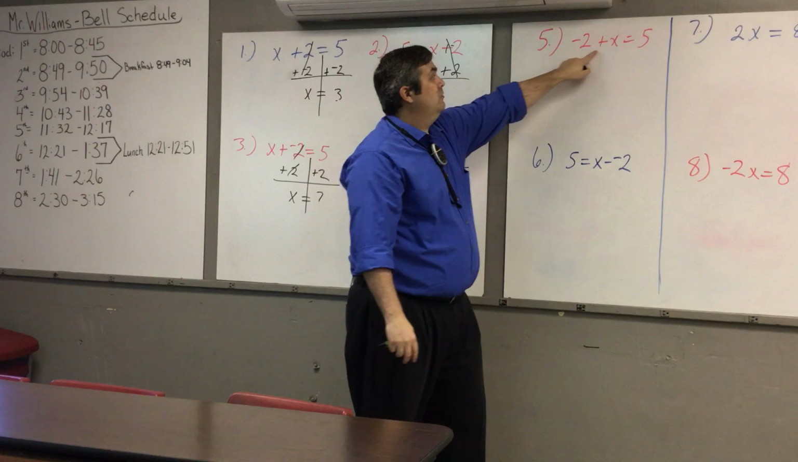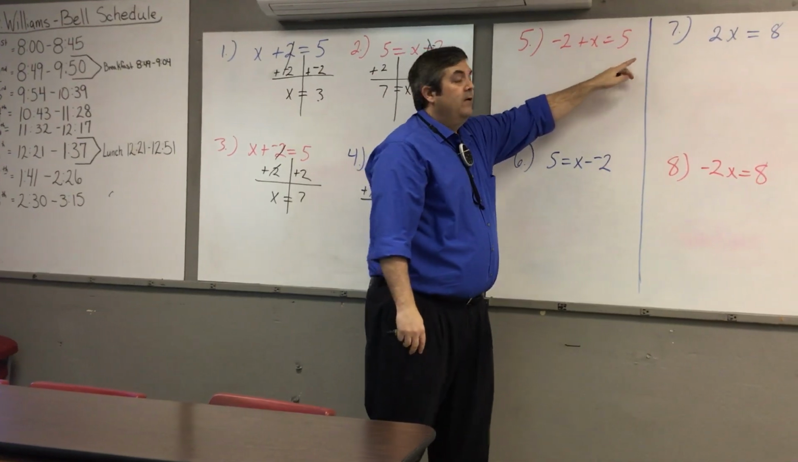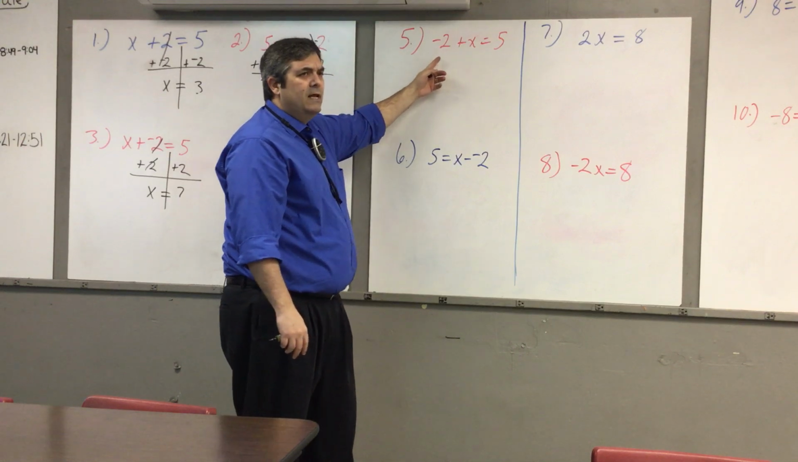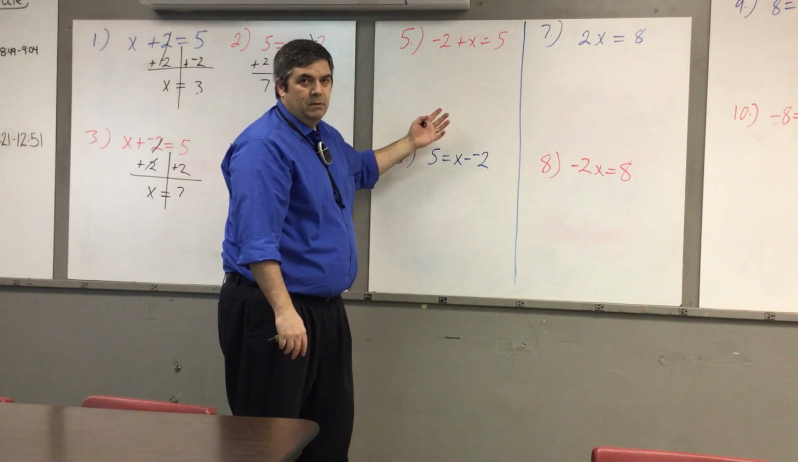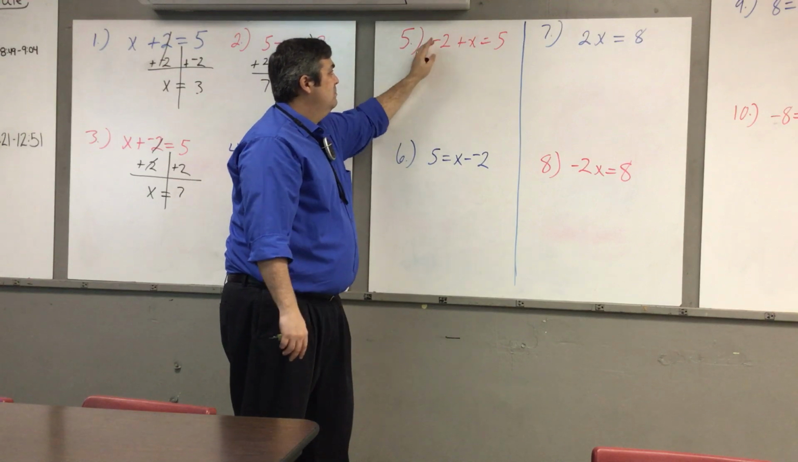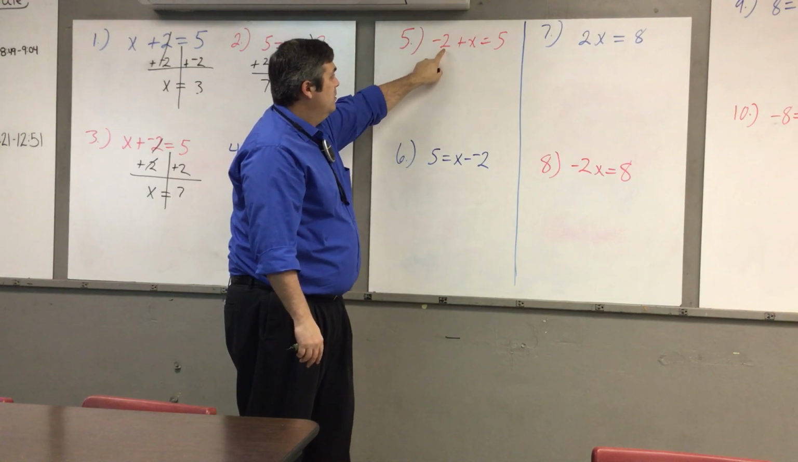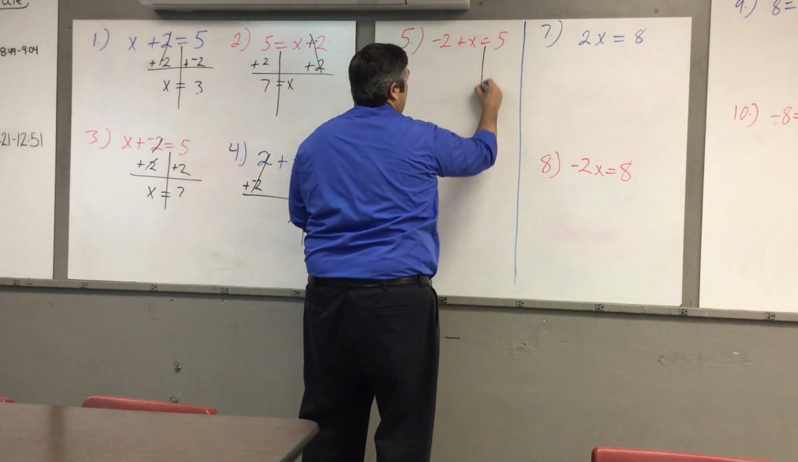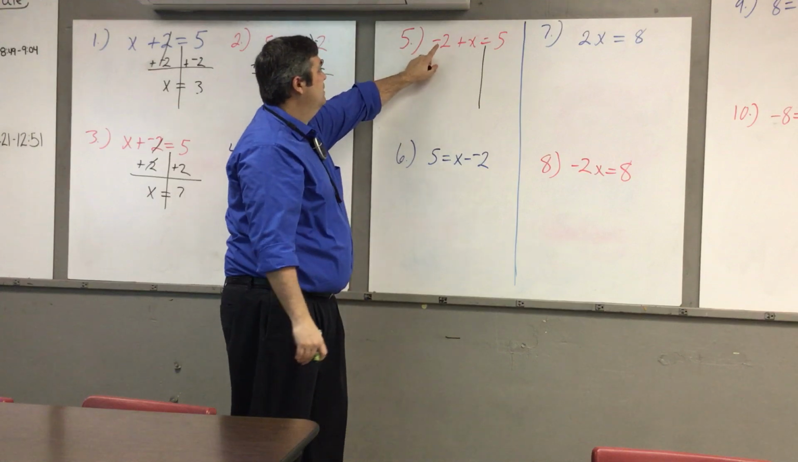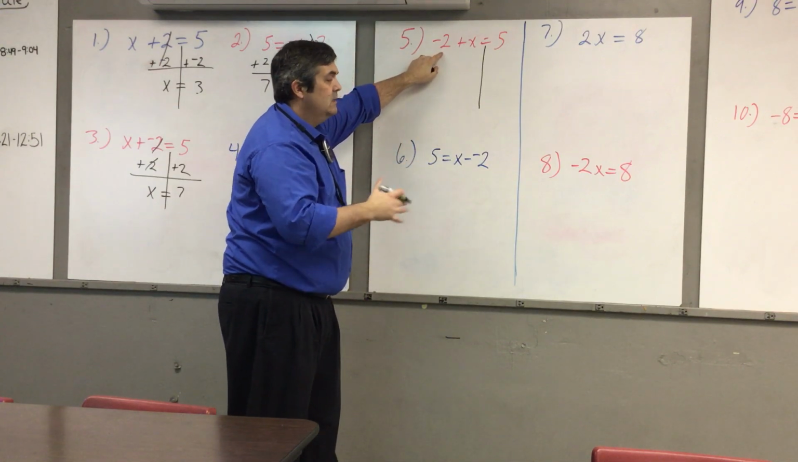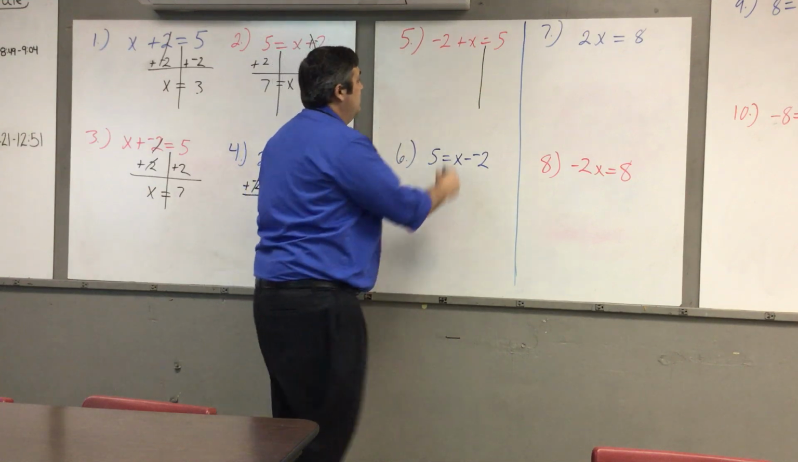Take a look at 5. I got negative 2 plus x equals 5. Now, a lot of times I get this question, oh, is that minus 2 or is that negative 2? It's the same thing. Negative 2, minus 2, but it doesn't matter because that sign right there goes with this number. All right, so again, draw my line.